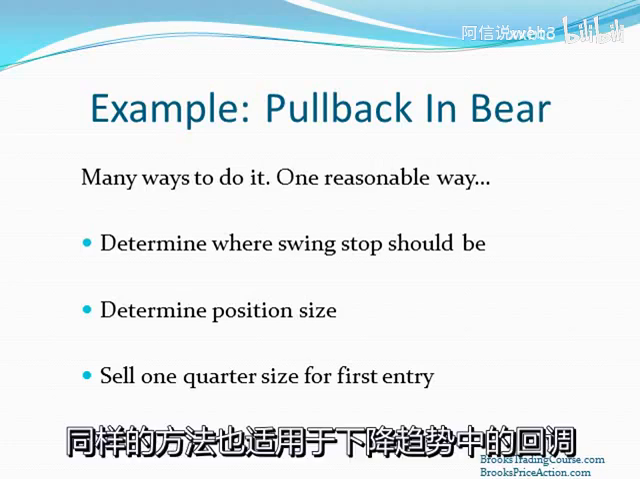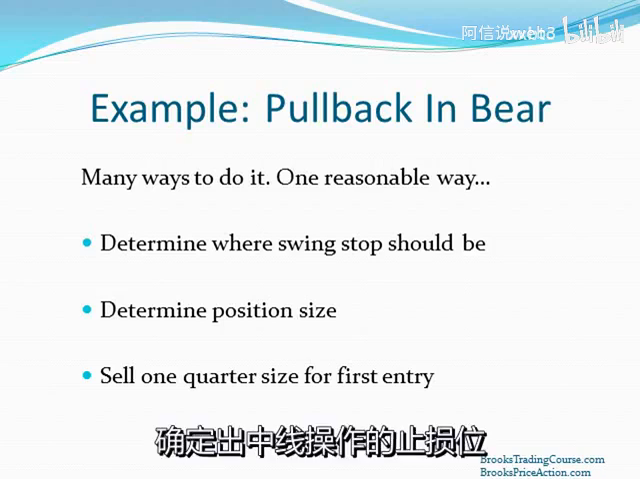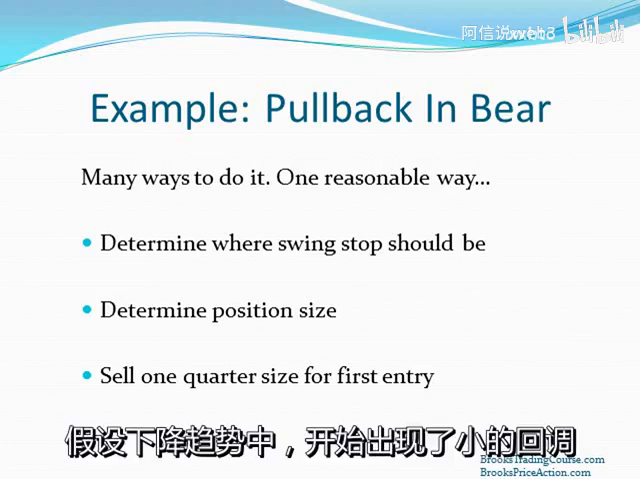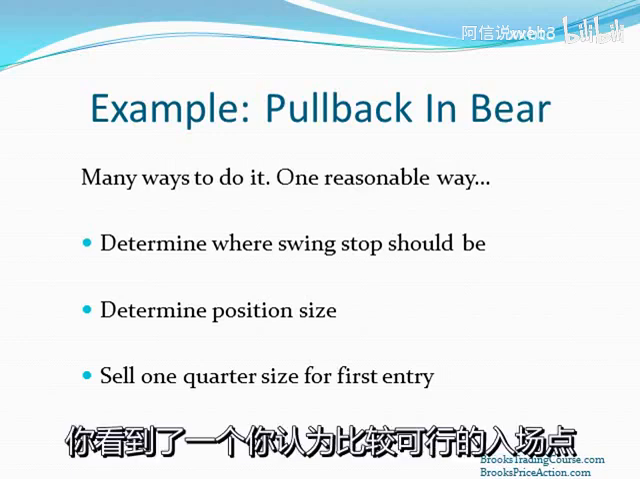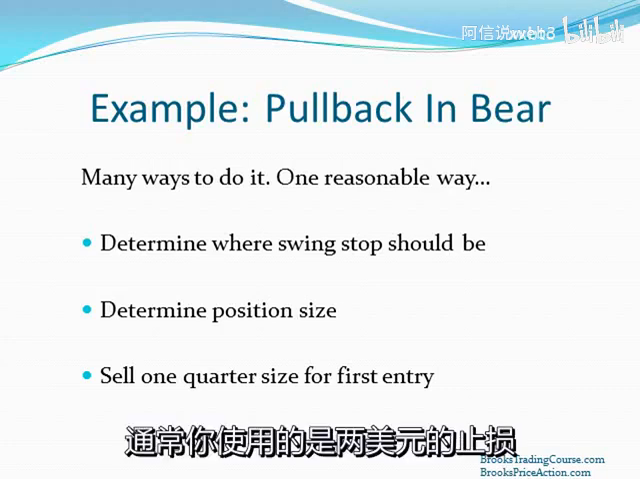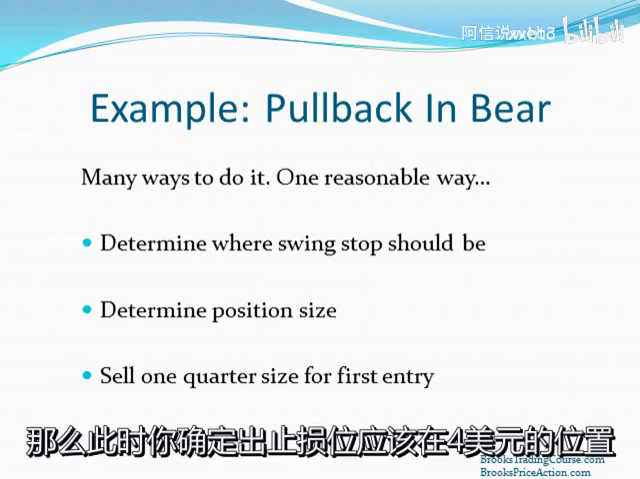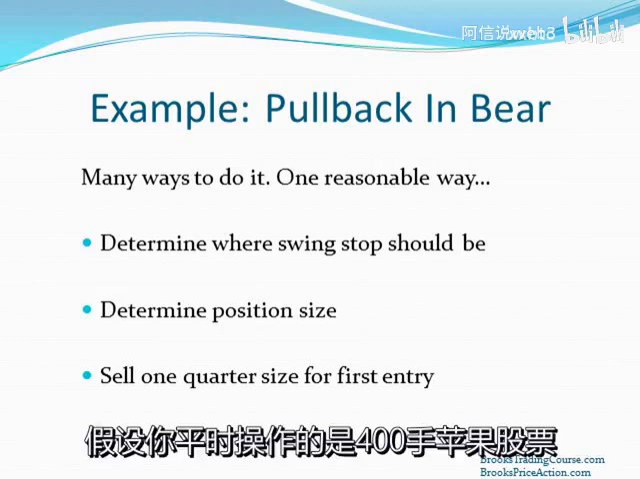A similar approach can be used for a pullback in a bear trend. Again, one reasonable approach is to determine where the swing stop should be. So you have a bear trend and the market is starting to bounce a little bit and starting to pull back, and you see what you think is a reasonable entry. And let's say it's Apple, and you normally use a $2 stop in Apple. And here the stop has to be $4 away. And let's say you normally trade 400 shares of Apple.